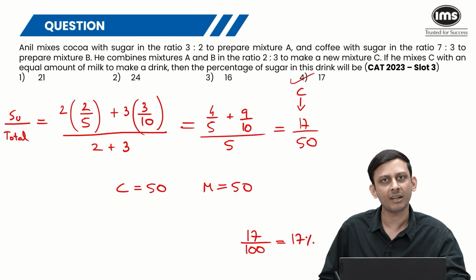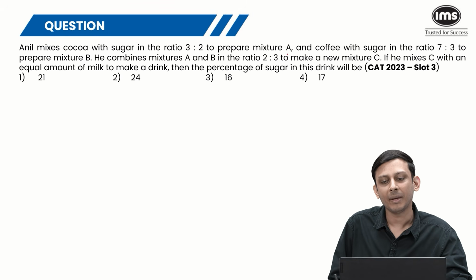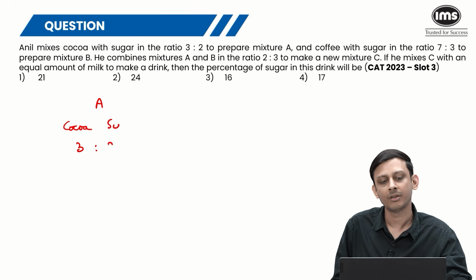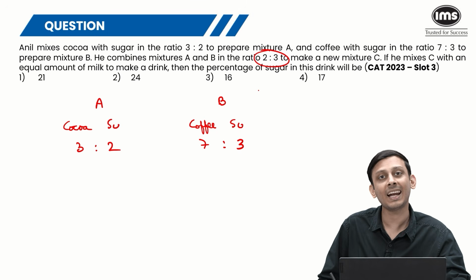As I said, not a difficult question. So this method also works. It's not too inconvenient. But still, let's see a better method which would give us a slight advantage in the exam. So in the better method, we will think that, okay, in mixture A, we have cocoa and sugar in the ratio 3:2. And in mixture B, we have coffee and sugar in the ratio 7:3. Now, we need to mix A and B in the ratio 2:3. But it's difficult to arrive at weights of 2 and 3 directly.